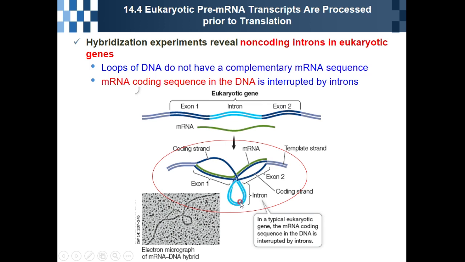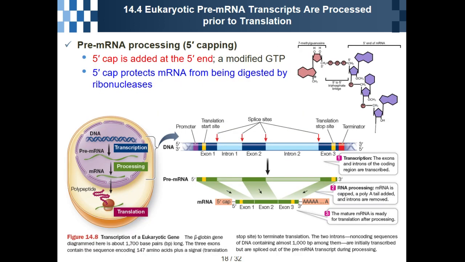region in eukaryote genes. Okay, so you have to understand the nucleic acid hybridization experiment steps. Based on that experiment, we found some loops, so we think this is the intron region, which we call the non-coding region. The reason why I teach the non-coding intron, intron and exon, is that I have to teach the processing process.